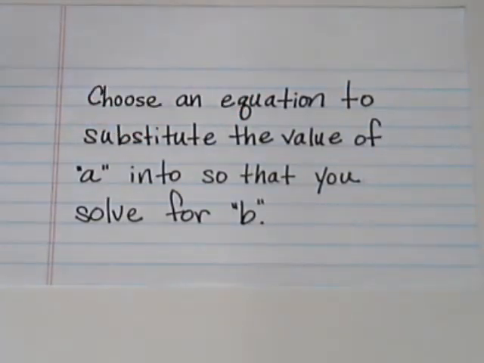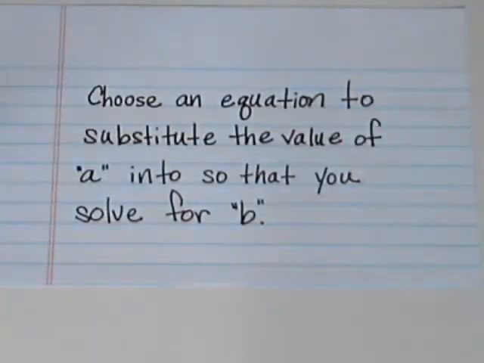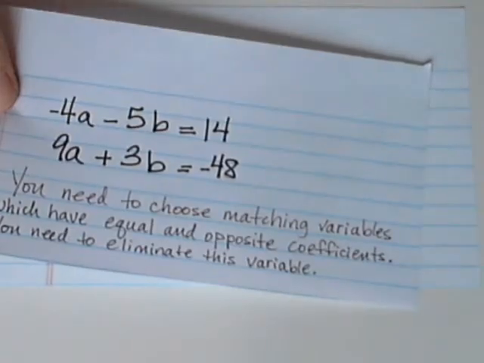Carry on. Choose an equation to substitute the value of a into so that you solve for b. So we just got a was equal to negative 6. We're going to take that value, and we can go back to one of our original equations and choose one of them to substitute that a value.